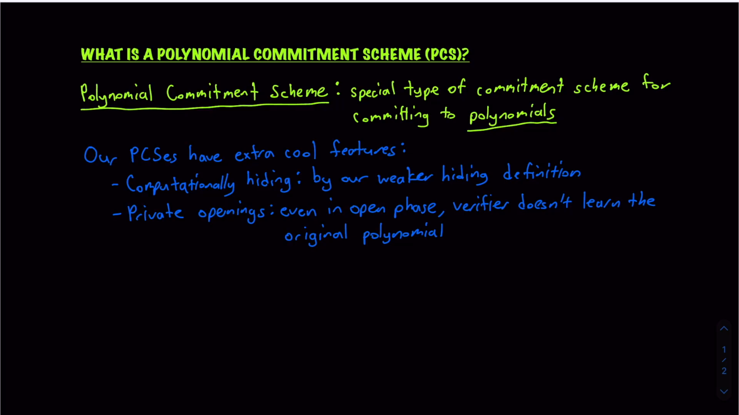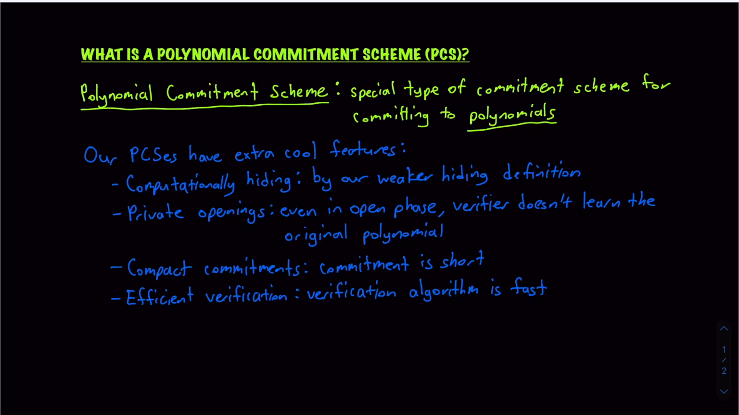They have compact commitments. The polynomial commitment itself is short, usually much smaller than the polynomial it represents. This is perfect for zkSNARKs, where succinctness is crucial. Remember that succinctness requires the proof size to be short, and the zkSNARK proof will include these polynomial commitments, so they need to be short. They have efficient verification. The verifier runs a fast algorithm to check that the opening matches the commitment. Quick verification is also necessary to fulfill succinctness, which ensures the zkSNARK proof can be verified efficiently.